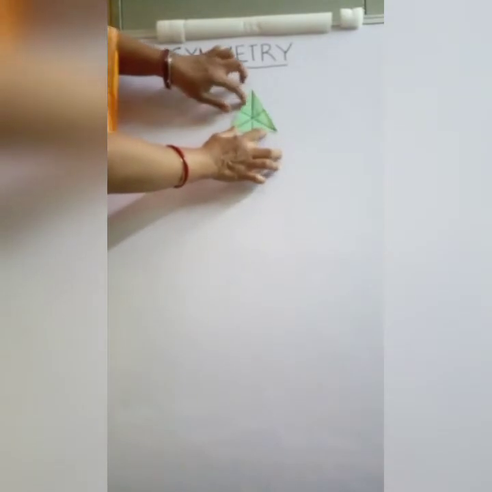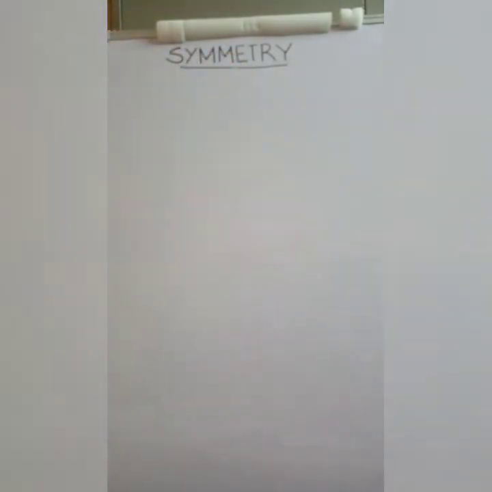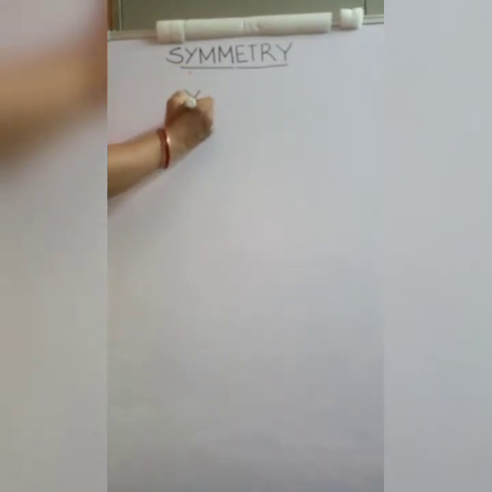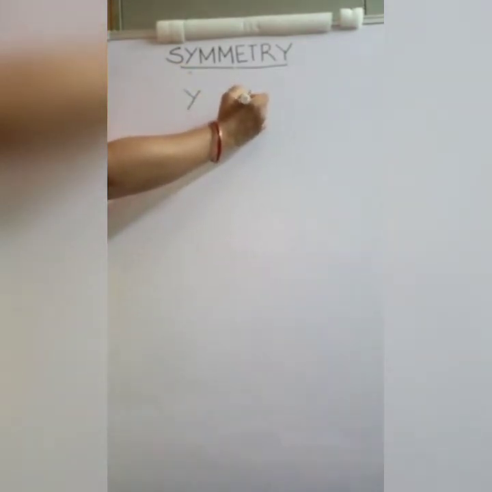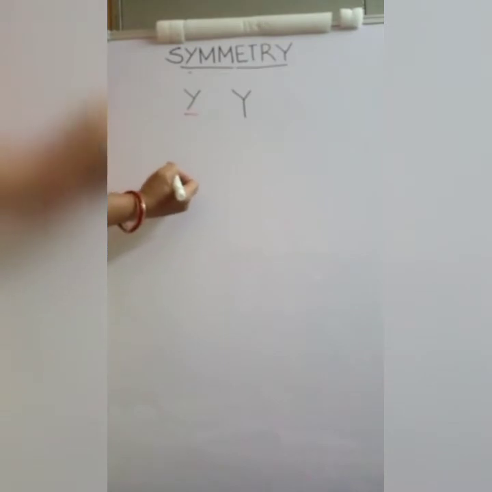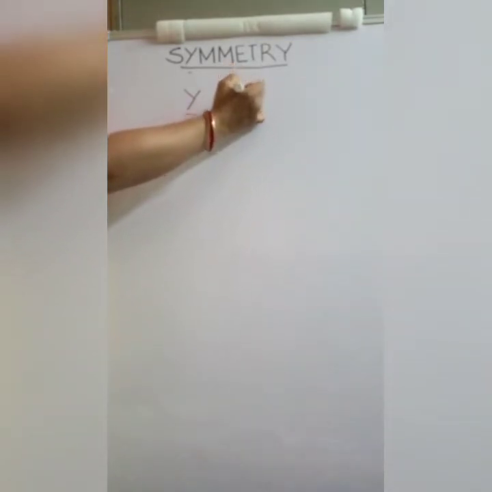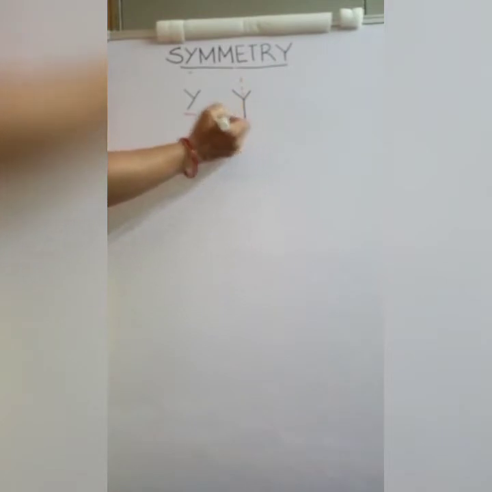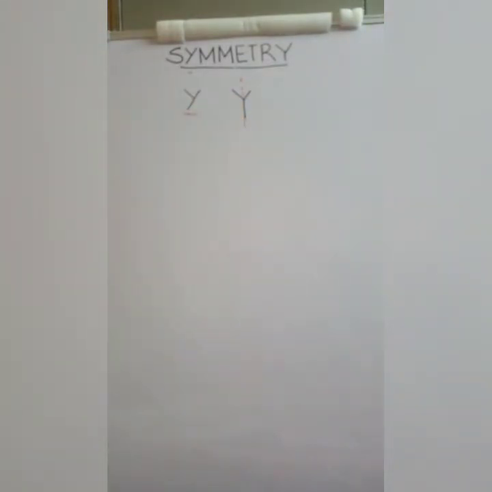Now let's take up some alphabets. See children, I have written Y in two different manners. Can you see that this Y has no line of symmetry, but this Y has one vertical line of symmetry. Now let's take up all the alphabets one by one.